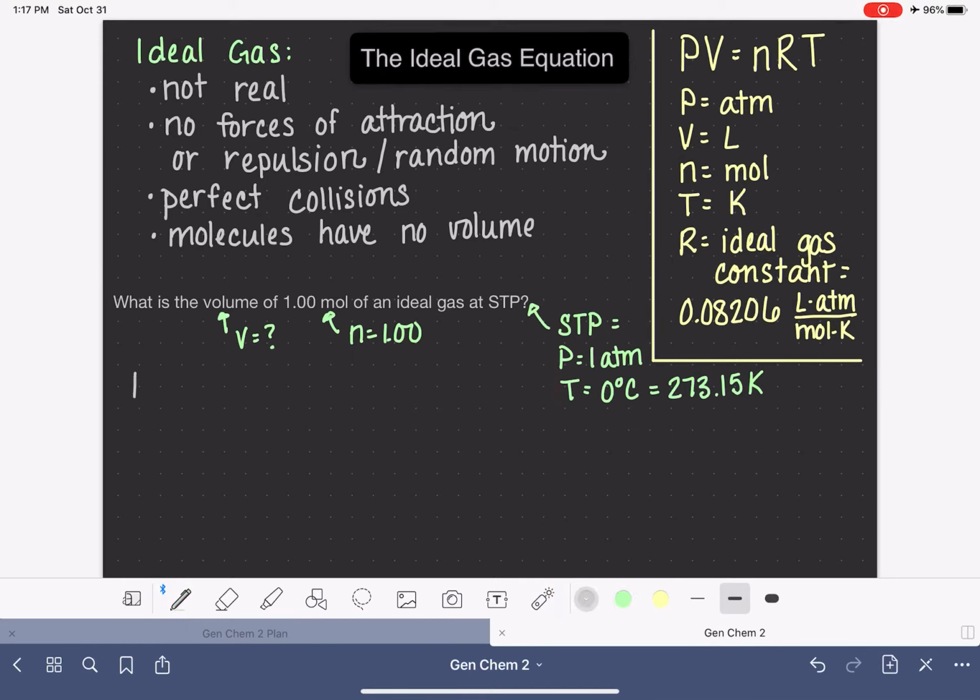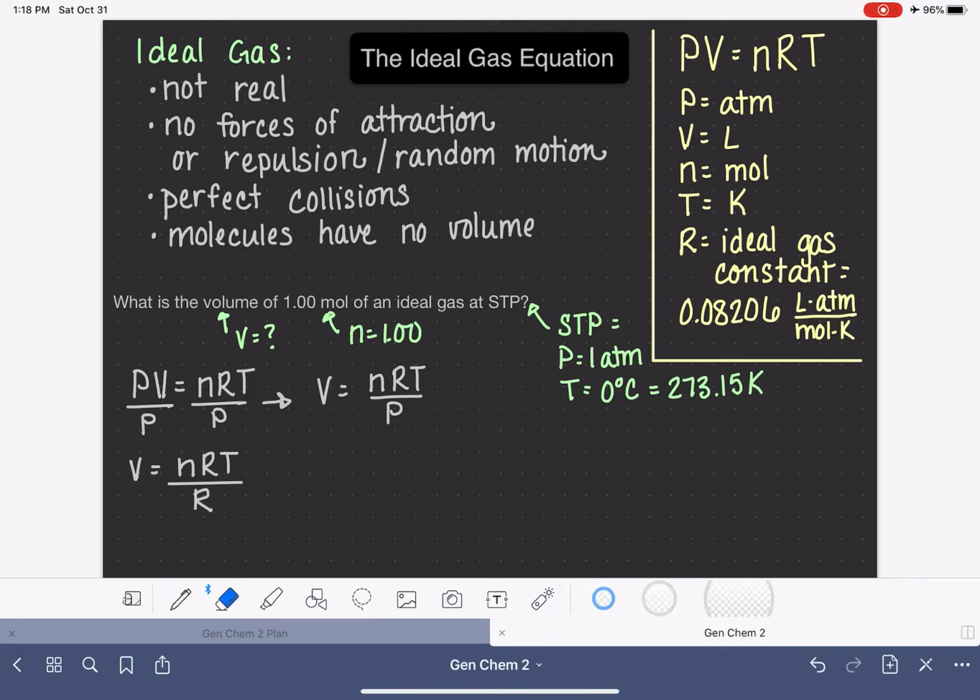So we want to take our ideal gas equation, PV equals nRT, and we want to start by dividing both sides by P, which allows us to isolate that volume variable. So we get volume equals nRT over P, and in this form, it's ready for us to just plug all of these numbers right in. Volume equals the number of moles times the constant R times the temperature divided by the pressure.